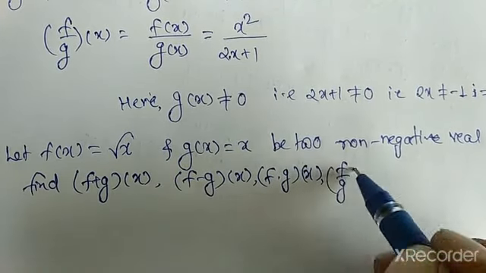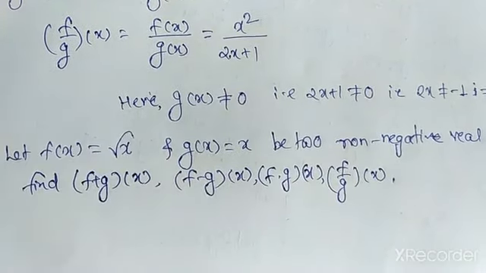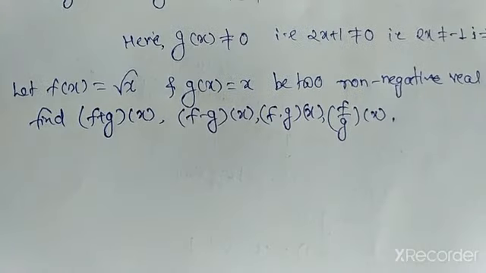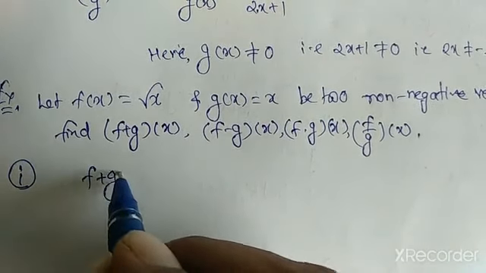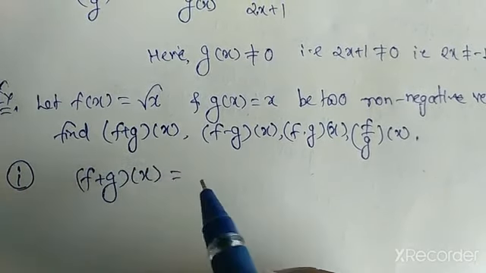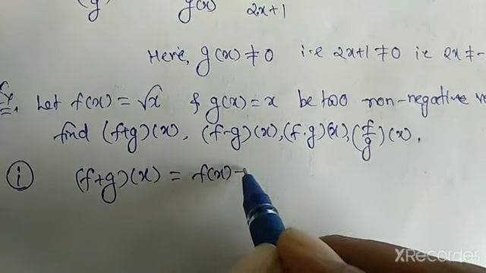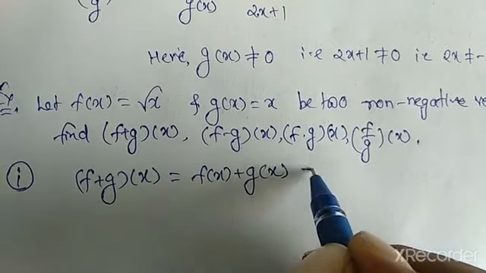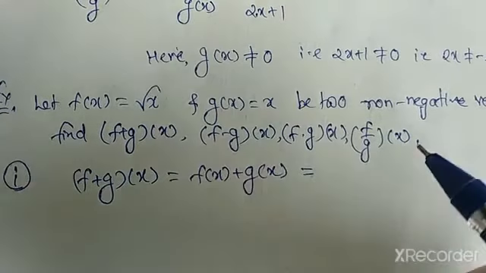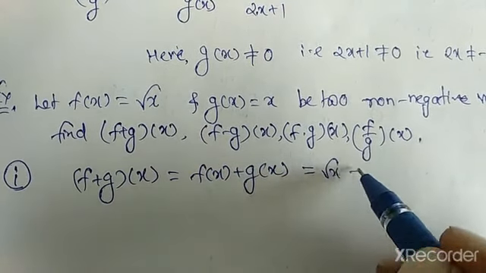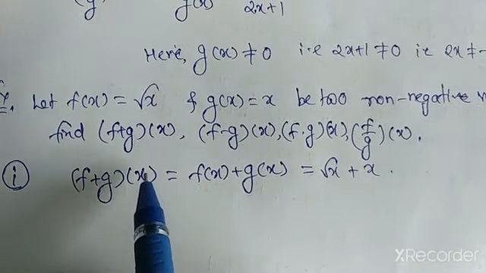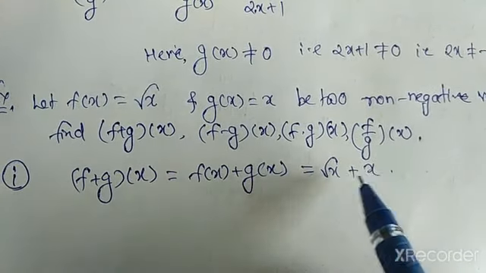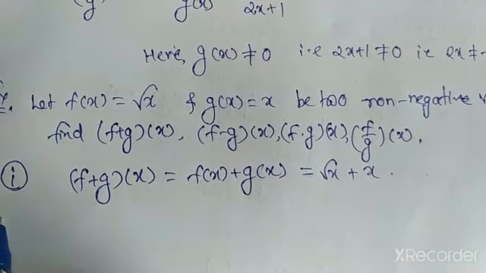So for this, first (f plus g)(x) can be written as f(x) plus g(x). Here f(x) is square root of x and g(x) is x. So (f plus g)(x) is equal to root x plus x.